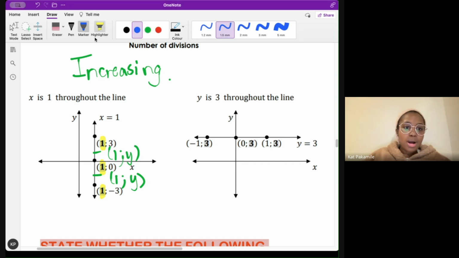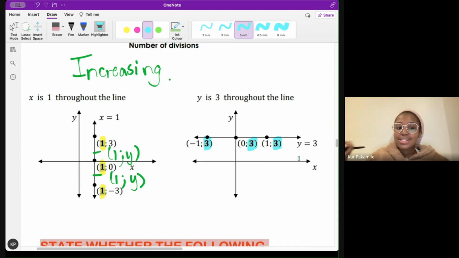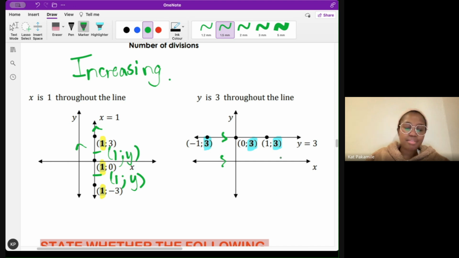And if you look at y as well, all my y values are the same, even though x is changing. So basically, a constant graph is parallel to one of the axes. This one is parallel to my y-axis. Okay, look there. And this one is parallel to my x-axis. It will be a straight line forever and ever. So this is indeed a constant graph.